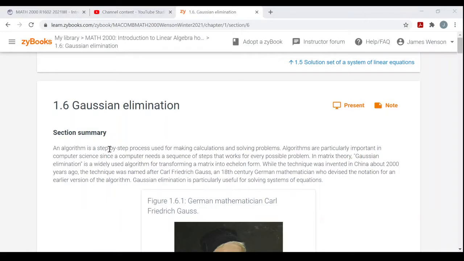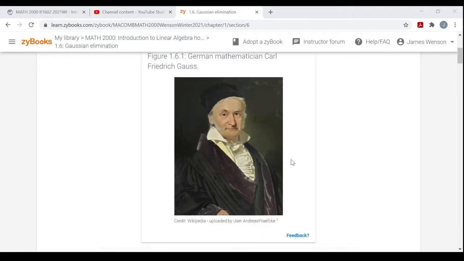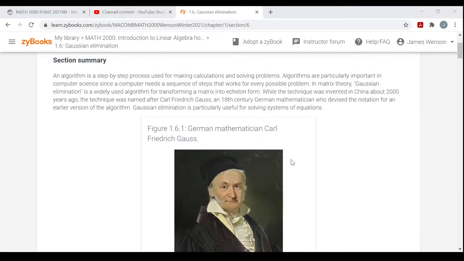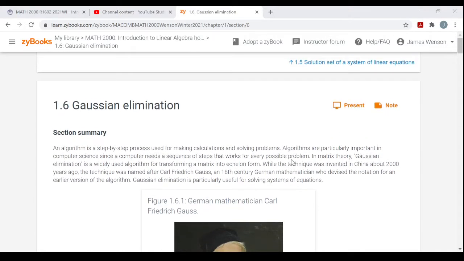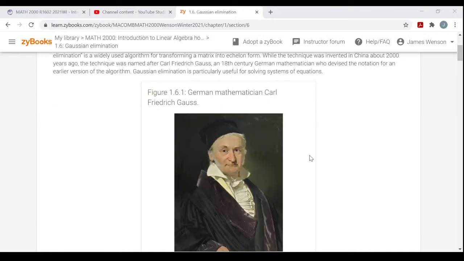Okay, so they go over to introduce you to German mathematician Carl Friedrich Gauss, right? Probably one of the most famous mathematicians of all time, who, well, he didn't come up with this algorithm, he didn't come up with this process, but he devised notation for versions of the algorithm.